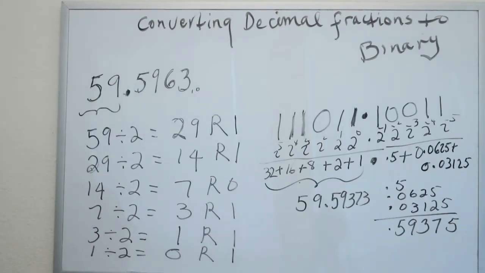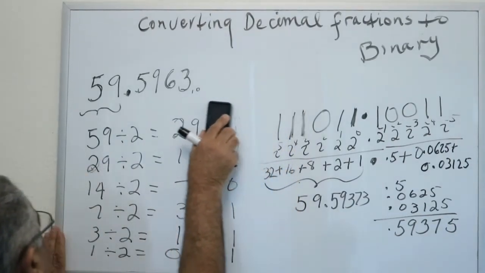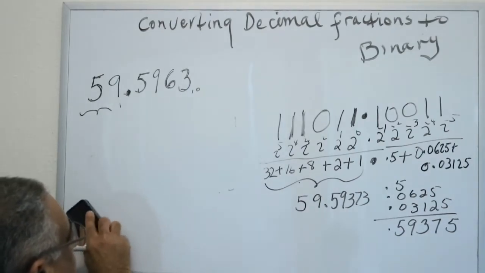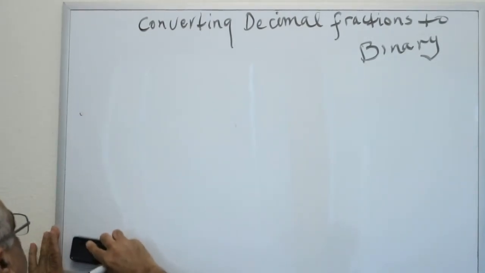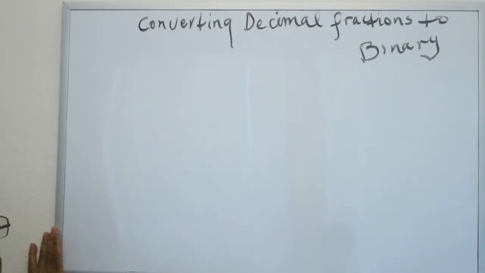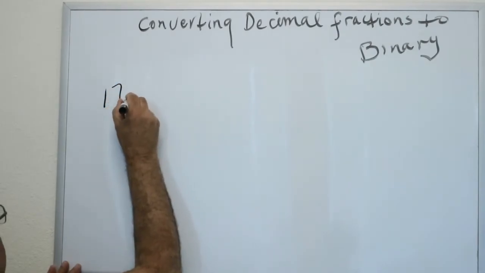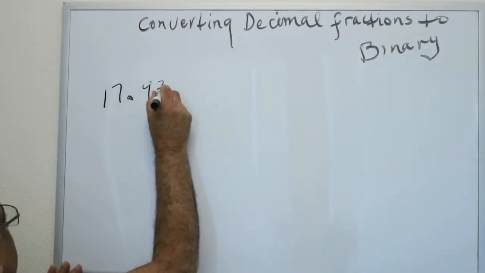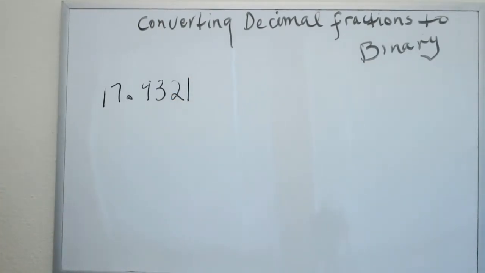So I can do another example. For instance, let's make a smaller one. Okay, so here's another example. I want to convert 17.9321 to binary.